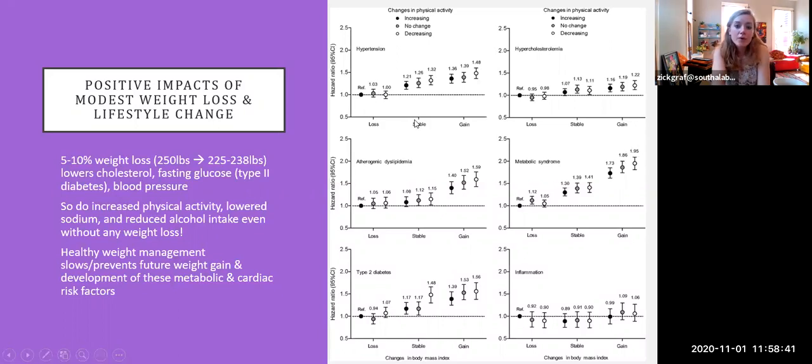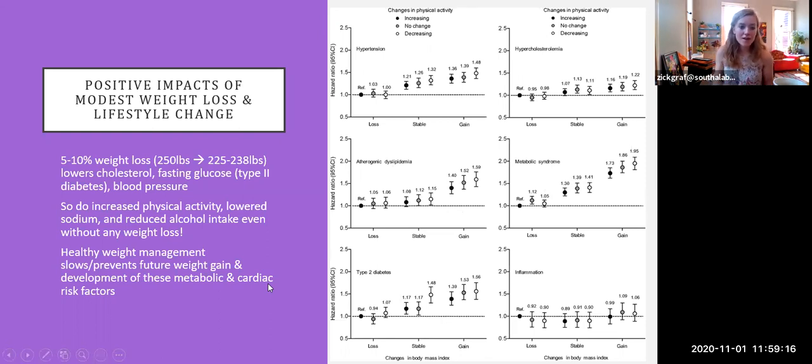So people who maintain their weight at an overweight BMI but increase their physical exercise, experience fewer changes over time in cardiac risk factors like hypertension, hypercholesterolemia, so high cholesterol, metabolic syndrome, which is a combination of things like insulin and leptin resistance that leads to dysregulated blood sugar and can increase the risk of diabetes, less risk of diabetes, and less inflammation.